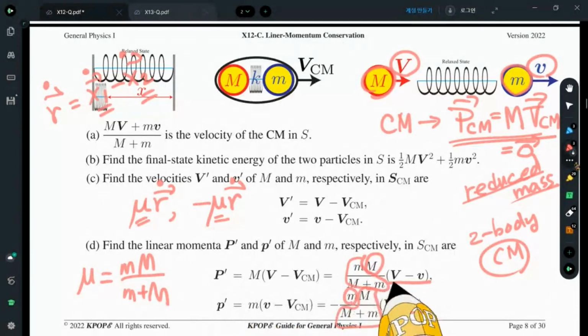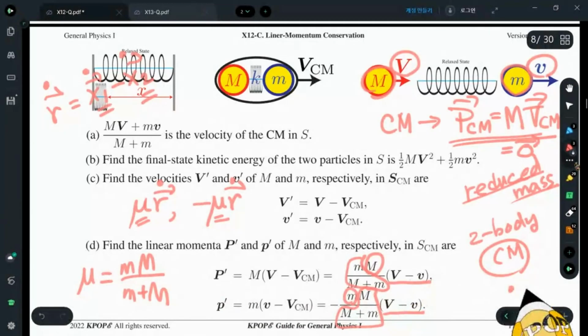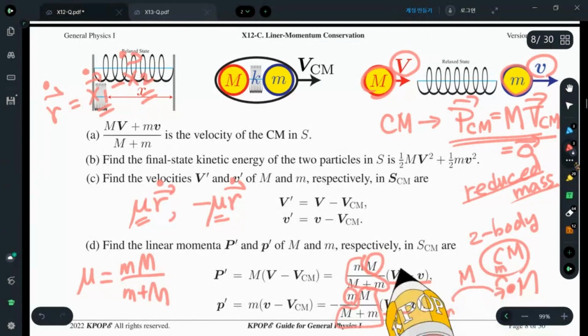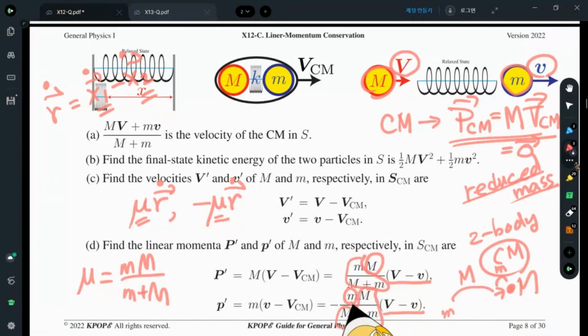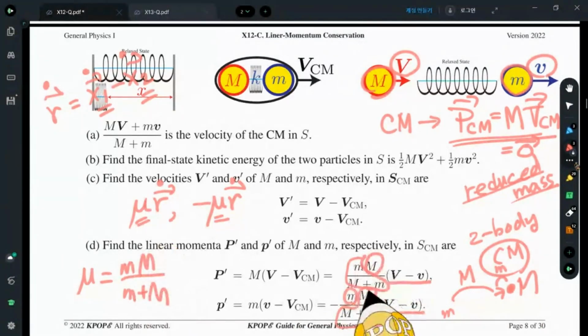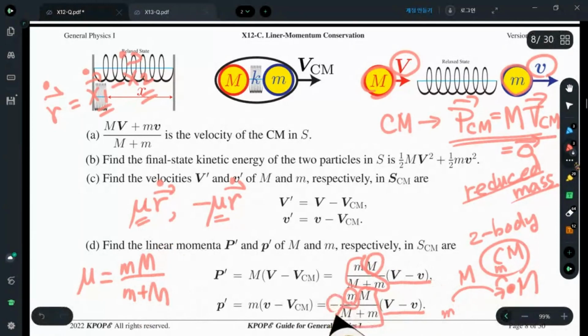The distance from the center of mass to this object is this ratio. So if one is very heavy and one is very light, the center of mass is near the capital M, right? The distance has the opposite ratio. That's the reason why the overall factor, mass multiplied by this distance scaling factor, if we multiply both of them, this factor becomes identical to each other. That is the reduced mass. So reduced mass is the same and relative velocity is the same except for the sign.